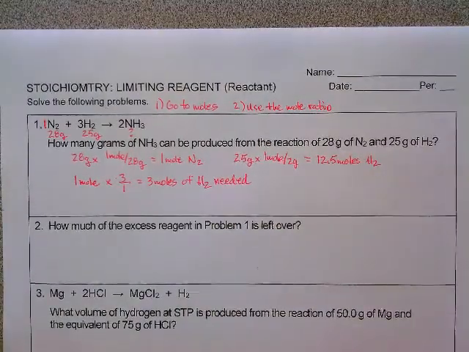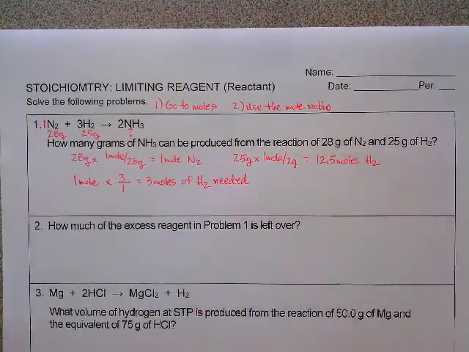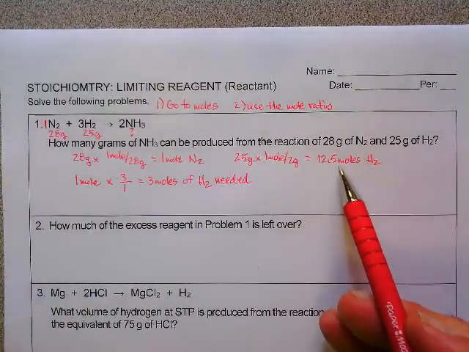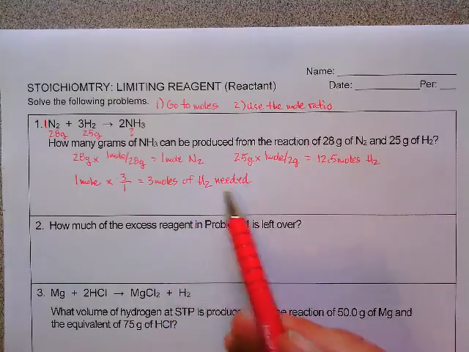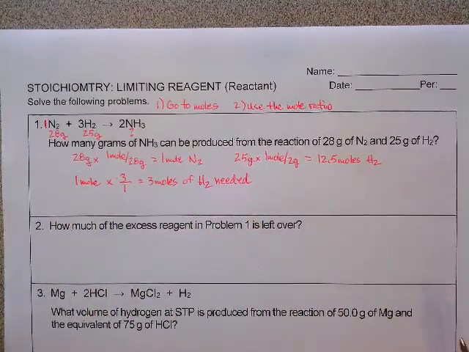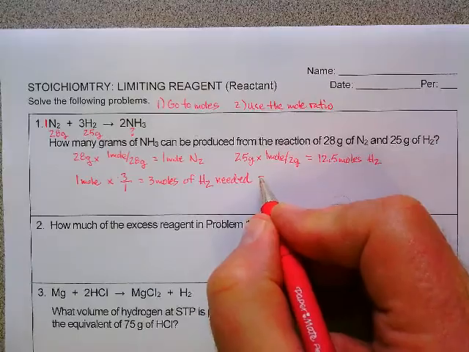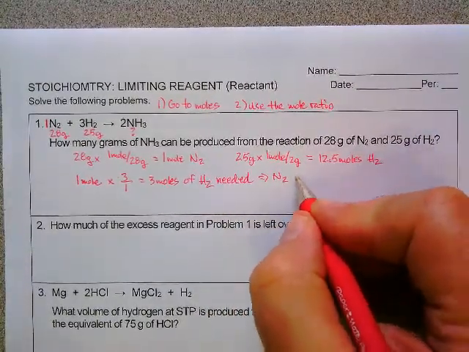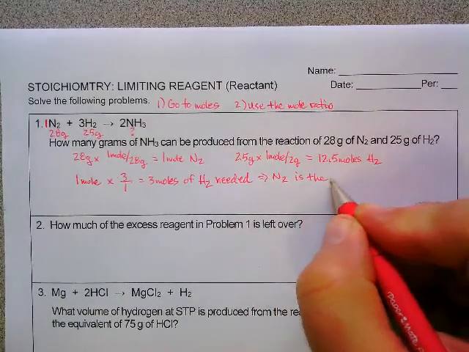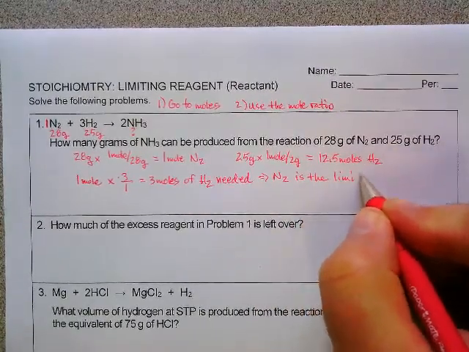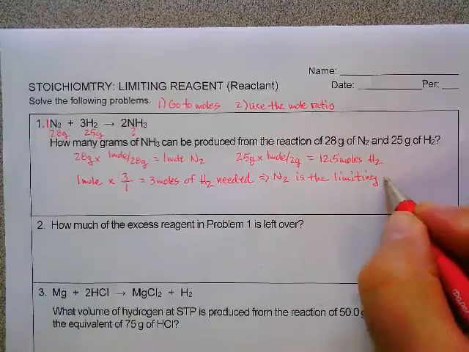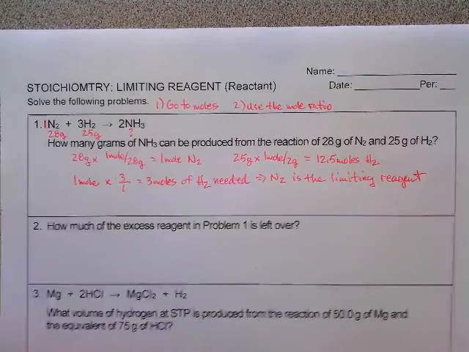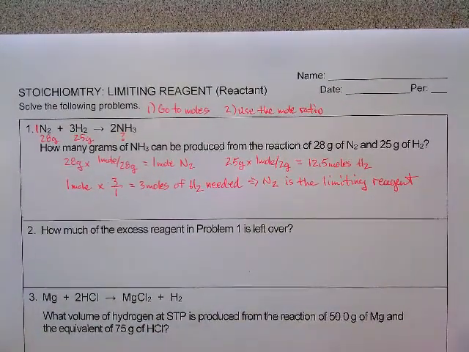Okay, and now comes the question. Do we have 3 moles of hydrogen gas? Well, we've got 12.5 moles. So I've got plenty of hydrogen, but I'm going to use up all my nitrogen, so this means the nitrogen is the limiting reagent. And again, we can use reactant or reagent equally in this case.